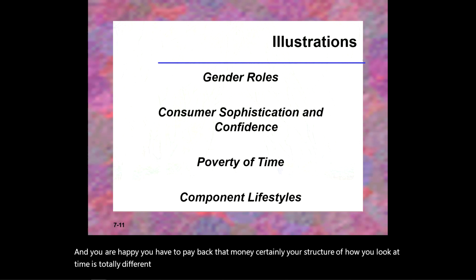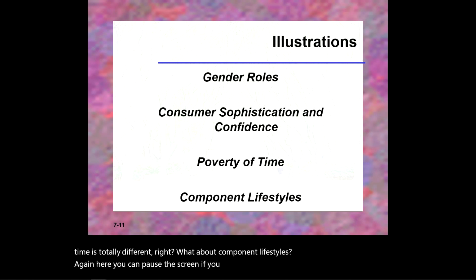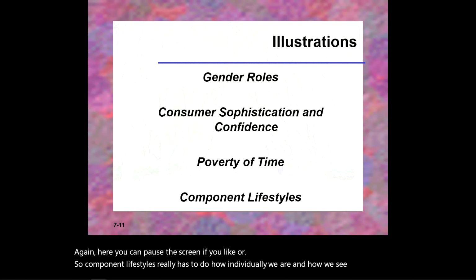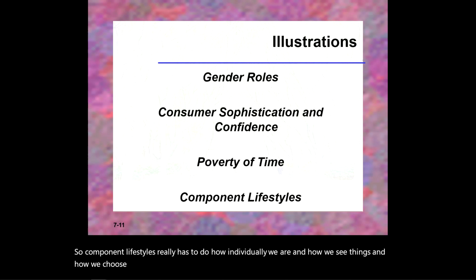What about component lifestyles? Again, here you can pause the screen if you like. So component lifestyles really has to do with how individual we are and how we see things and how we choose our lifestyles and all parts of that. So we can talk about that further if you like and see how diverse we are individually.